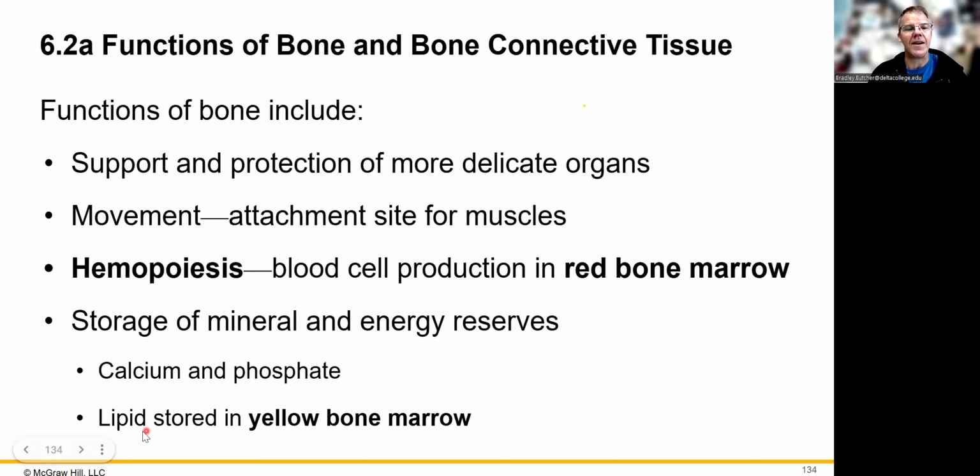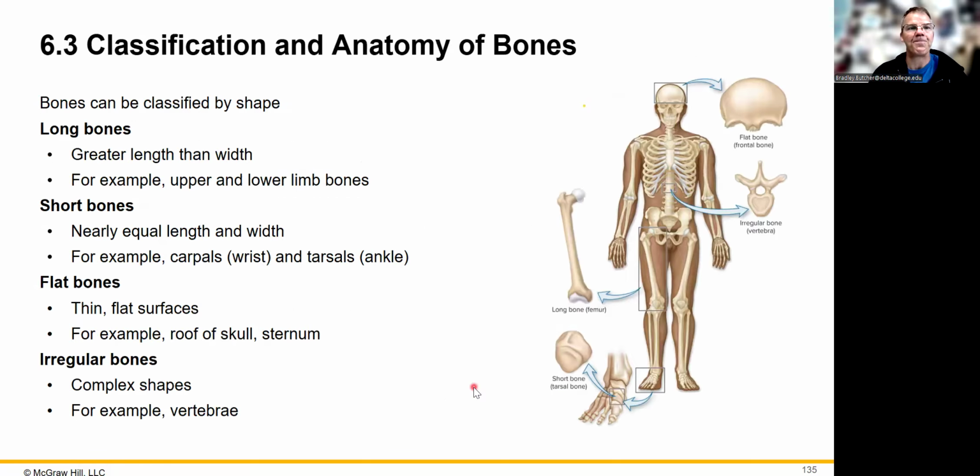Lipids, or fats, are long-term energy. Those are stored within the bone in the yellow bone marrow. If you get a chance to open up a bone, you'll notice that the inner part is kind of greasy, and that's the lipid within there.